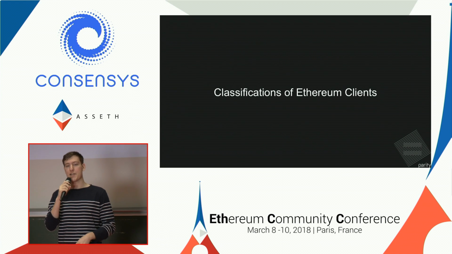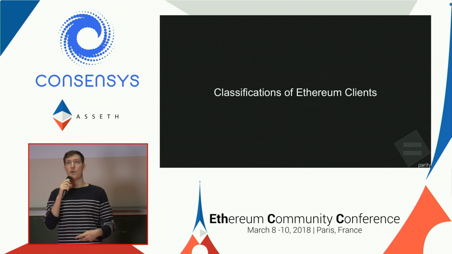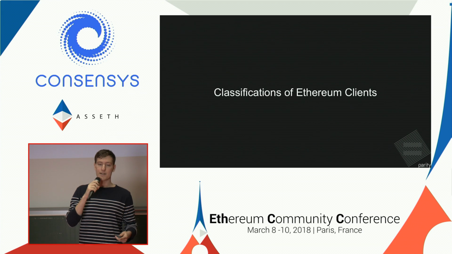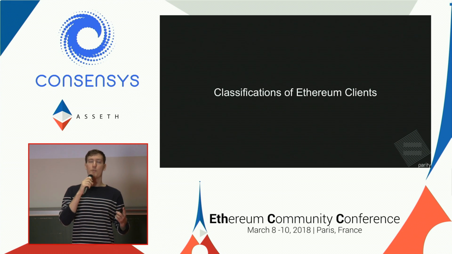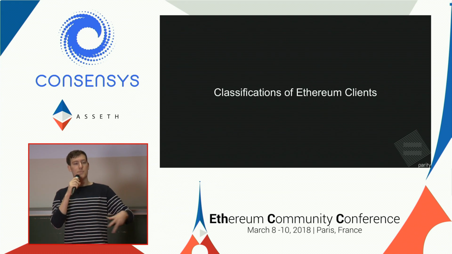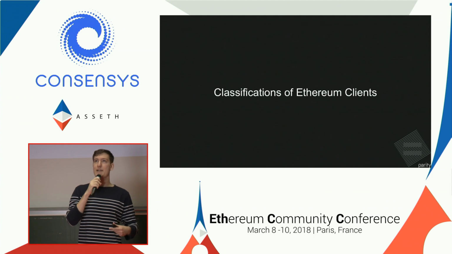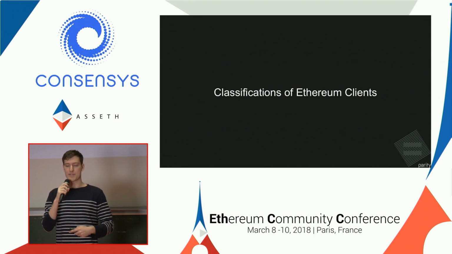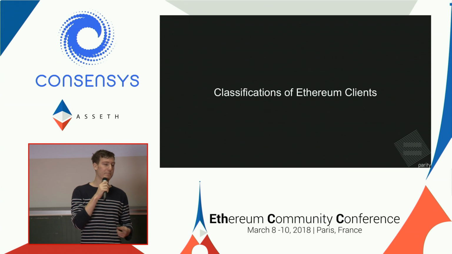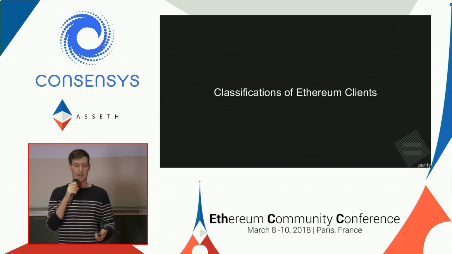And the last classification of Ethereum clients is one that I would call thin clients. So a thin client is basically just a wrapper around a remote node. So you have a website that knows a node somewhere else, and it just asks it for data, unproven, about the state of the Ethereum chain.